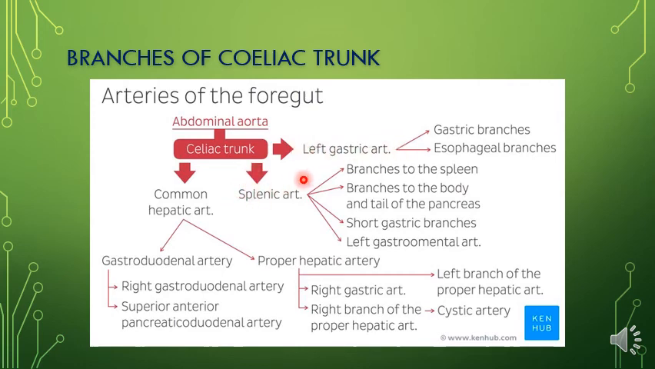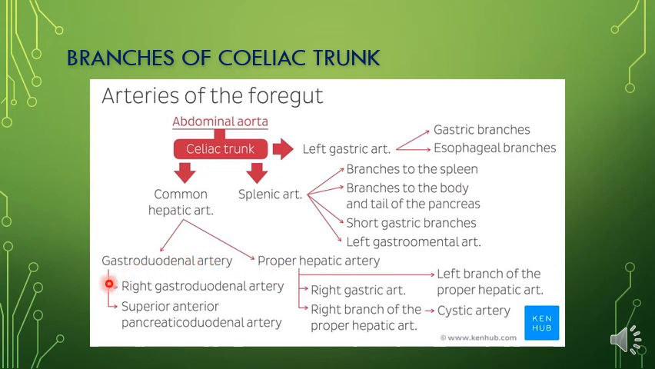Then the splenic artery gives rise to branches to the spleen, the segmental branches, then branches to the body and tail of the pancreas. Short gastric branches, which supply the fundus of the stomach, run in the gastrosplenic ligament, and the left gastroomental or left gastroepiploic artery, which runs along the greater curvature, ends by anastomosing with the right gastroepiploic or right gastroomental artery. Then the common hepatic artery gives rise to the gastroduodenal and hepatic artery proper.